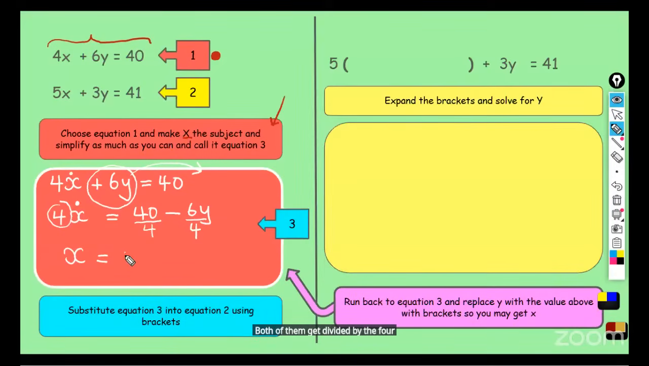40 divided by 4 is 10. 6 divided by 4 is 1.5. And don't forget to put back the letter Y. You see, we end up with nice values. 10 and 1.5 by mathematical standards are real nice, easy values to deal with. Everyone take down up to there.